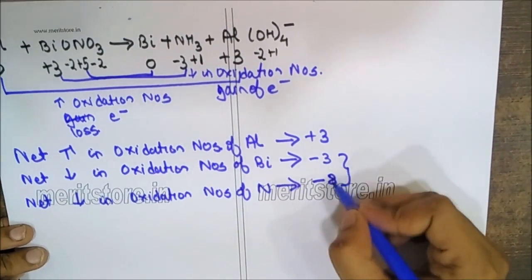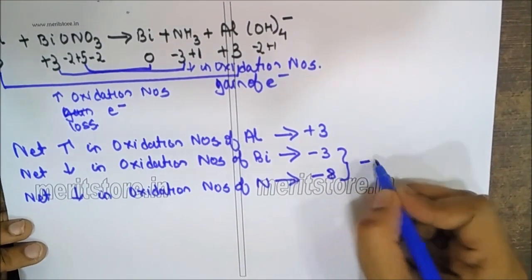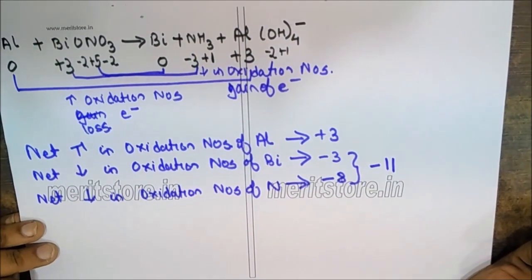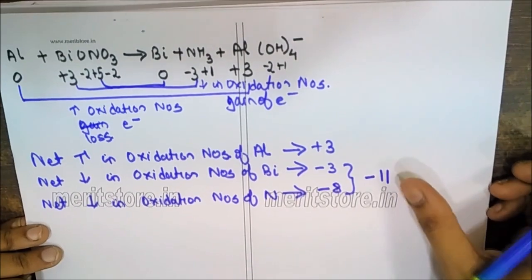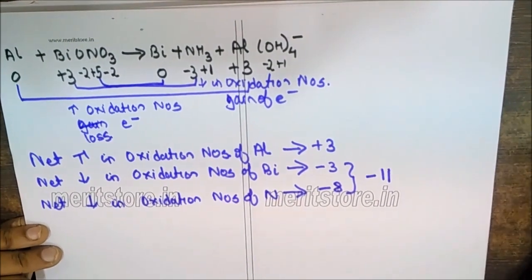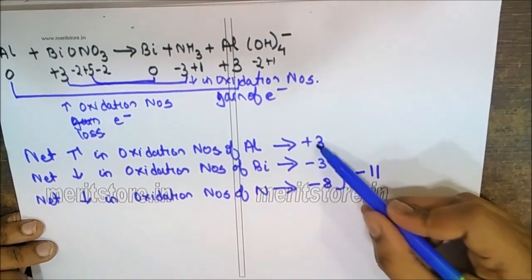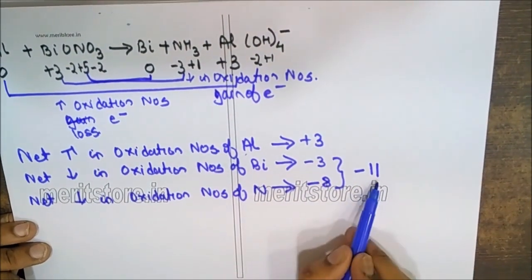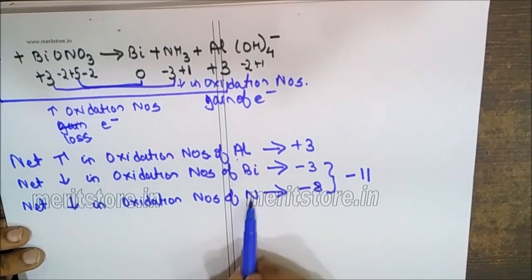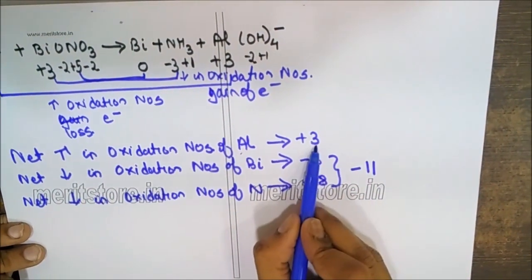So what we are going to do is add both the decreases. So this would become minus 11. So the net increase is by plus 3 and the net decrease is by minus 11. Next step, we have to make the net increase or decrease the same. So Al we are going to multiply by 11, and Bi and N both we are going to multiply by 3.